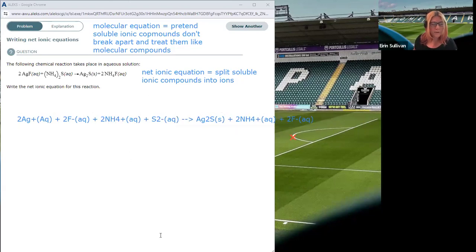So you can see that you can cancel out the fluoride, you can cancel out the ammonium. So your net ionic equation is that 2 silver plus cations combine with the sulfide anion to form the solid silver sulfide precipitate. And that's all you have to do.